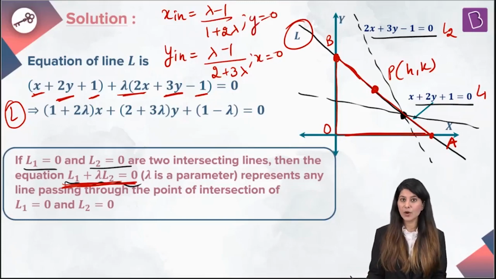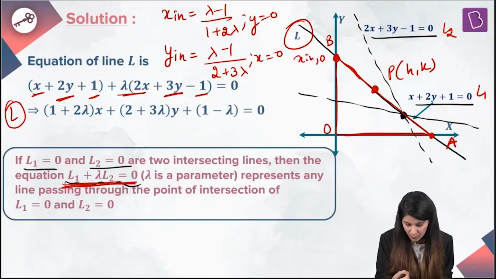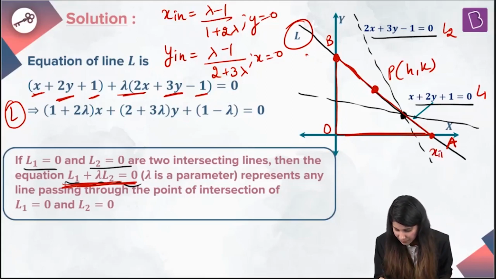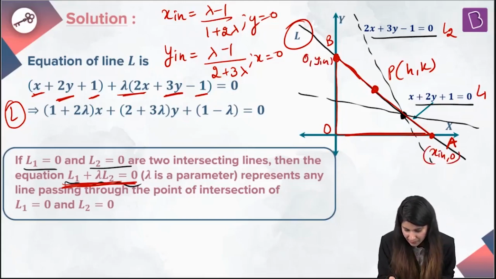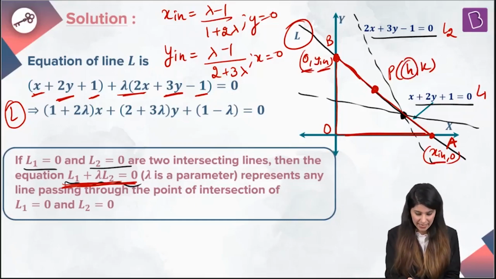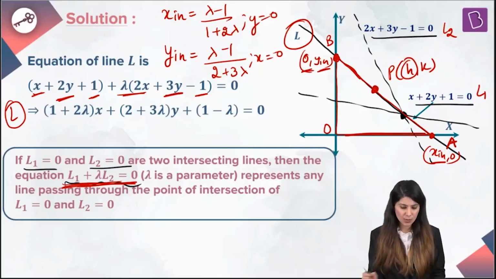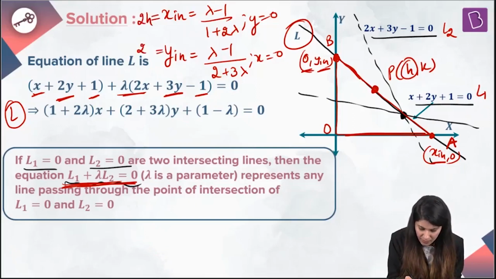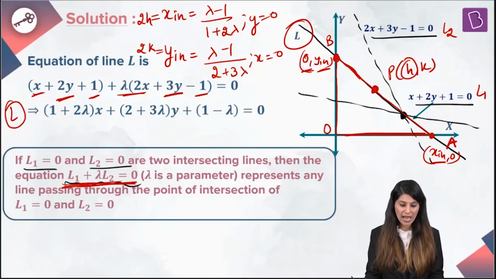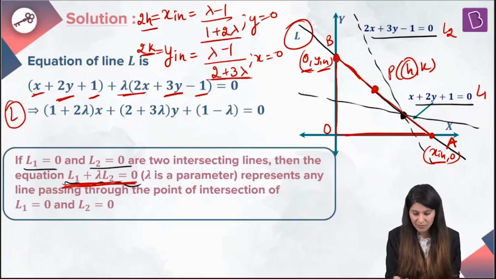Isn't it? Now, (h, k) is the midpoint of these two points, A and B. So A would be (x-intercept, 0), and B would be (0, y-intercept). Right? So here (0 plus x-intercept) by 2 would be h. Isn't it? Or rather the x-intercept will be equal to 2h. The x-intercept would be equal to 2h, and the y-intercept similarly would be equal to 2k. So what I have got over here is the value of 2h in terms of lambda and the value of 2k in terms of lambda.